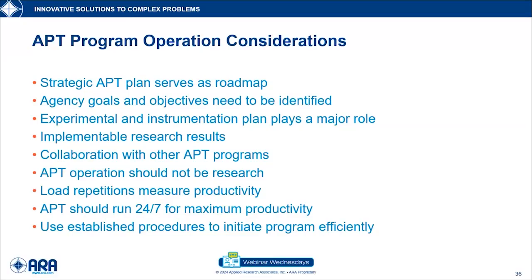As far as the operation considerations go, the agency will need to develop a strategic APT plan. This is like a roadmap, and typically it's every 5 years, of what type of findings are expected to be generated in the next 5 years, so we're always ahead of the experiments and what type of devices or technology is going to be evaluated. What are the agency goals?